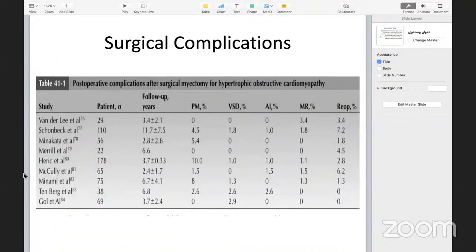Moving to surgical complications, as you can see, when they followed 69 patients for 3.7 plus or minus 2.4 follow-up years, they found zero insertion of a pacemaker, unlike the alcohol ablation. The VSD was 2.9%, AI was 0, MR was 0, and reoperation was 0, unlike alcohol ablation. So I believe that we keep it for patients with comorbidities, not all the patients.